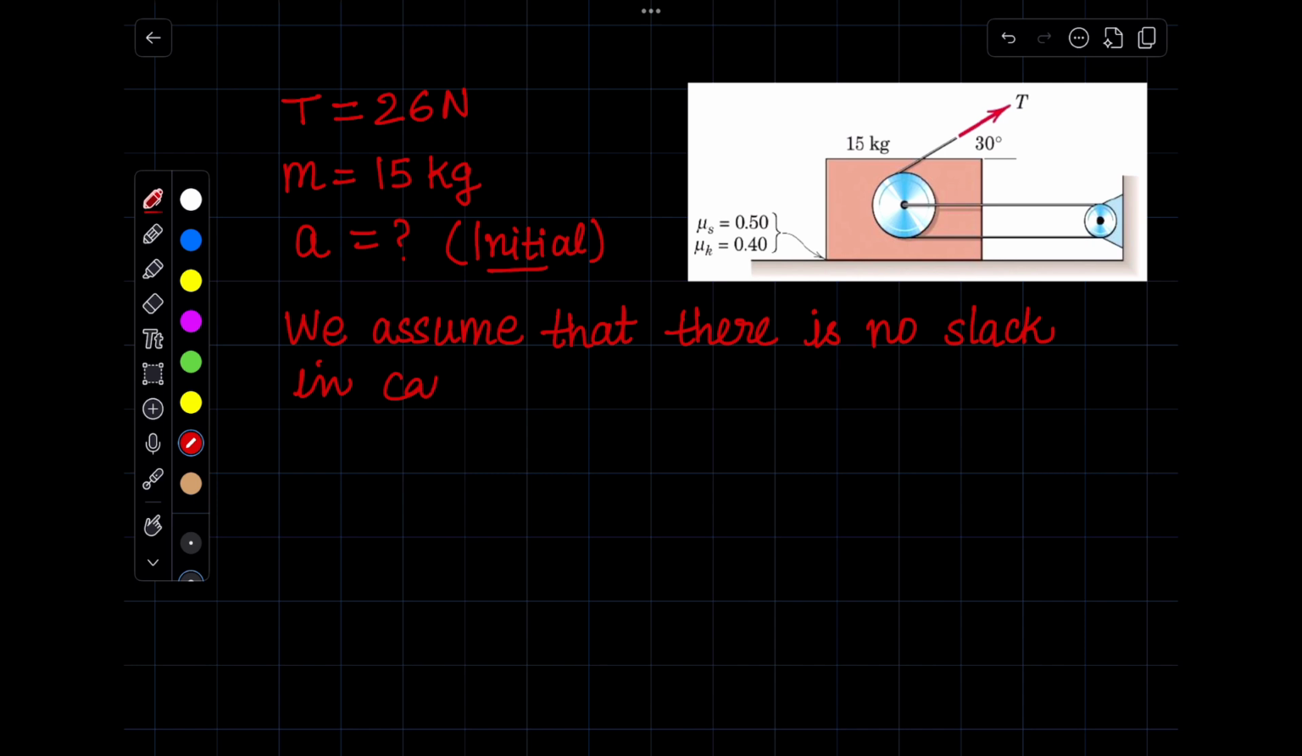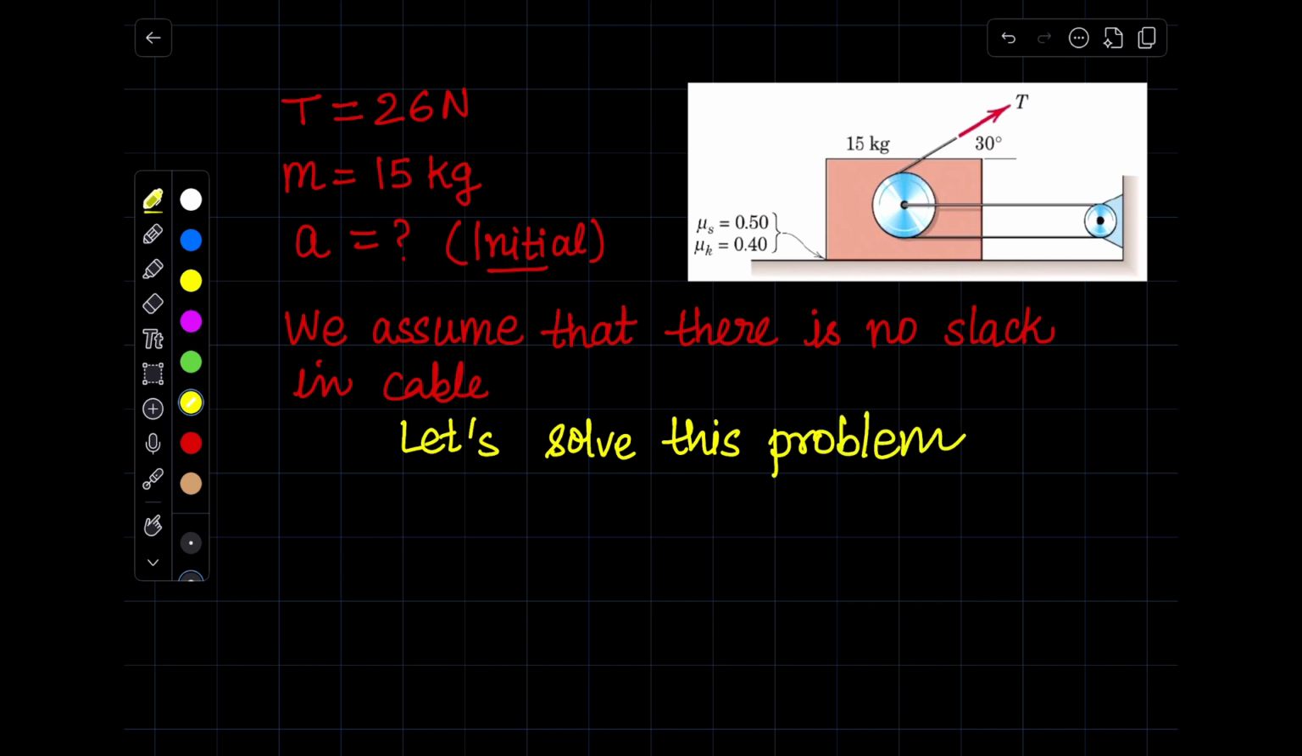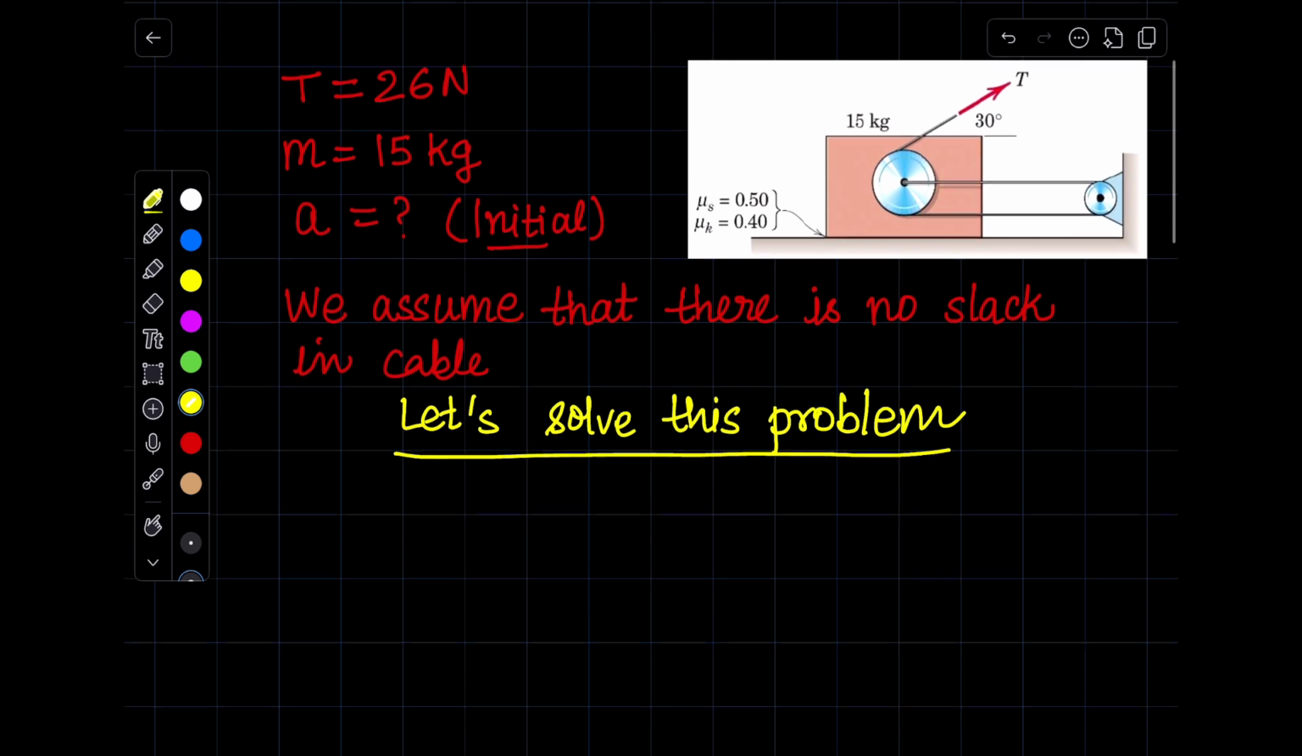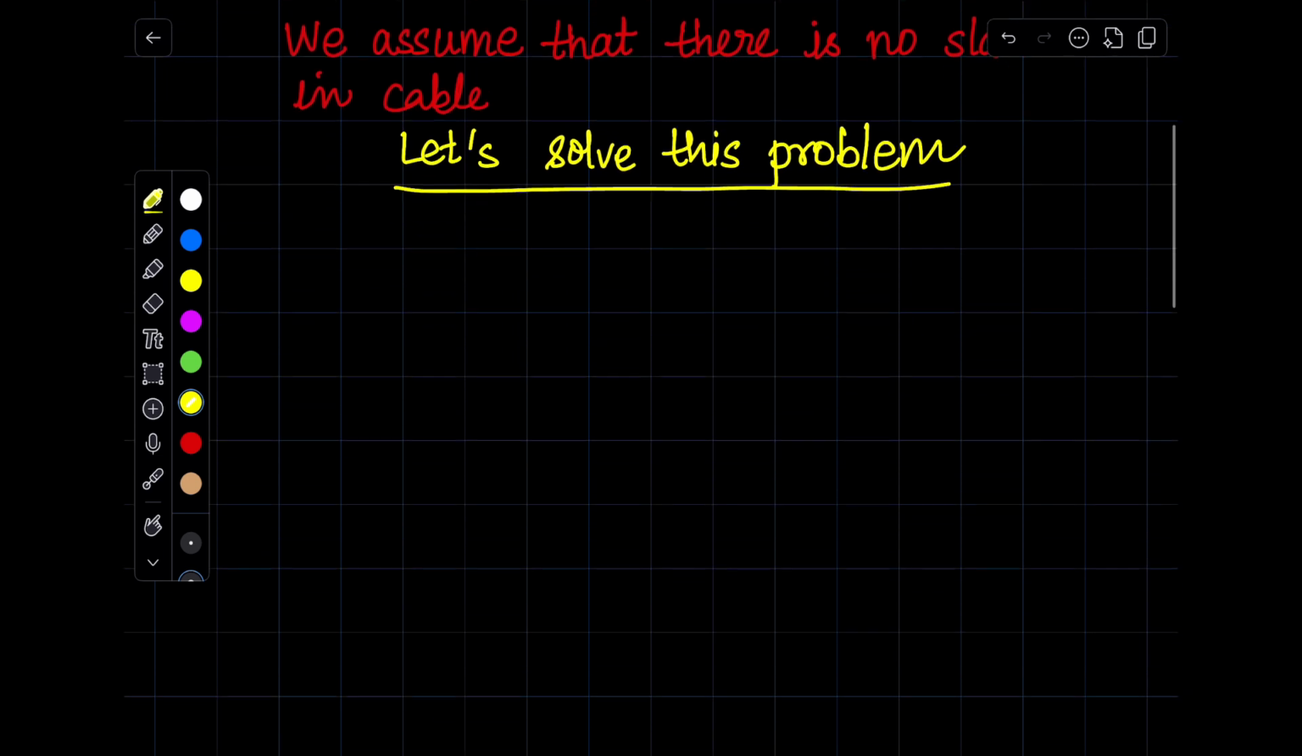Mind it that the box or block is in the rest condition. It means there is no velocity, no acceleration at starting or at the beginning when the force is applied. We also assume that there is no slack in the cable. It means that the cable is not loose. Now we will solve this problem by making a free body diagram.